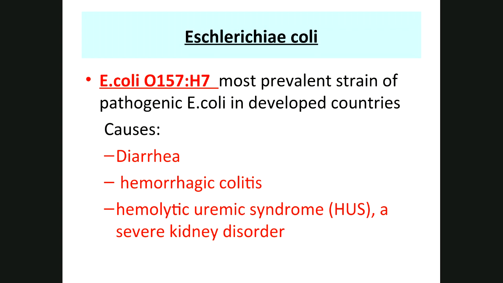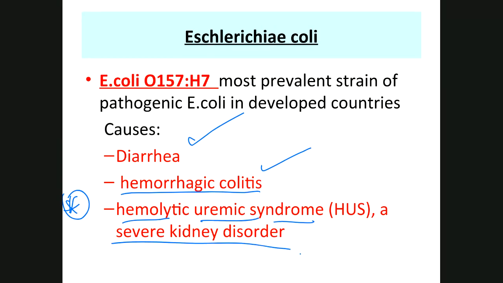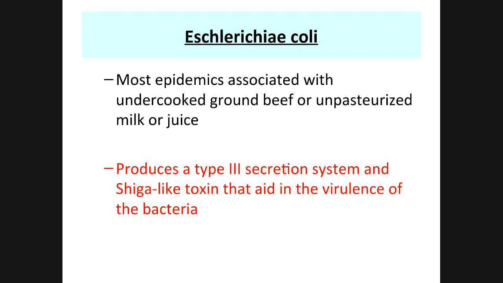However, there is a pathogenic E. coli called E. coli O157:H7. That is the strain that is the most prevalent of the pathogenic E. coli. It causes diarrhea and hemorrhagic colitis, so now we're going to have blood coming out, and more importantly, it can lead to something called hemolytic uremic syndrome, which is an immune disorder that destroys the kidneys, and that is the scary part of the organism.